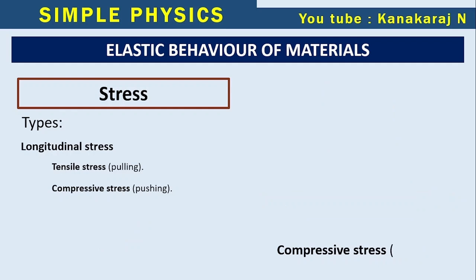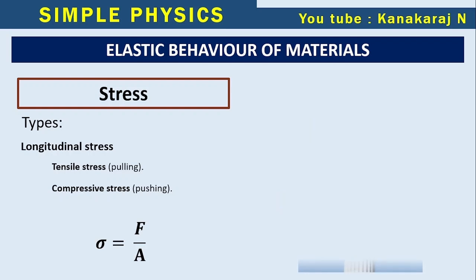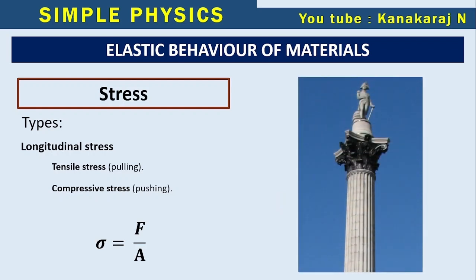Compressive stress, pushing. Here you have a rod. Now let us push either end with a force in the opposite direction so that the length decreases and the area increases. The stress sigma equals F upon A. Here you have a column, a pillar, on which there is a statue. The heavy load of the statue compresses the column.